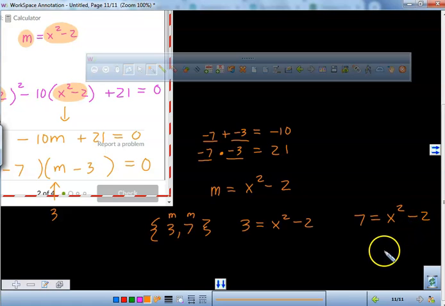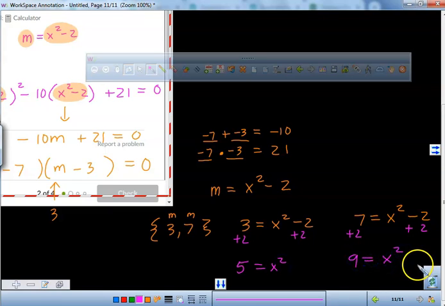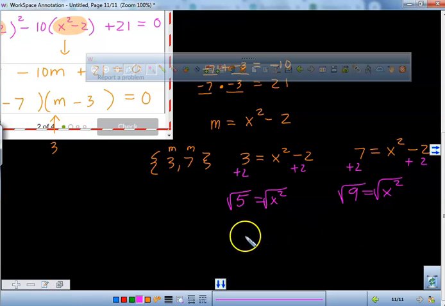What would I have to do to both sides now if I was to solve for x? Add 2 to both sides, right? And here I have to do the same. Add 2 to both sides. So here I get 5 equals x squared, and here I get 9 equals x squared. If I take the square root of both sides, which answer looks like it might be the easiest to plug in? A plus or minus radical 5, or a plus or minus 3? Which one do you think would be easier to plug in? A 3, right?